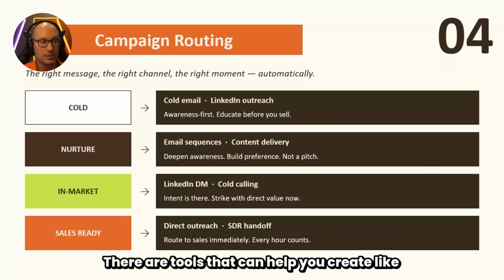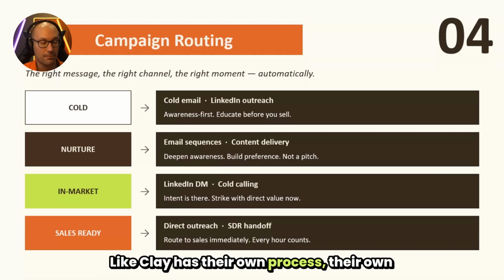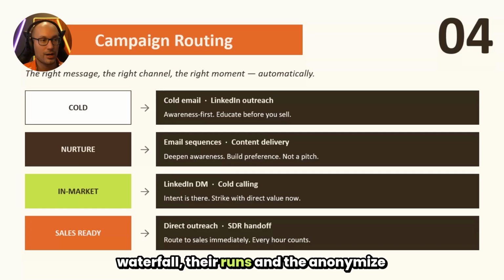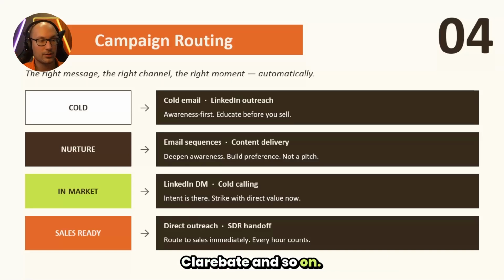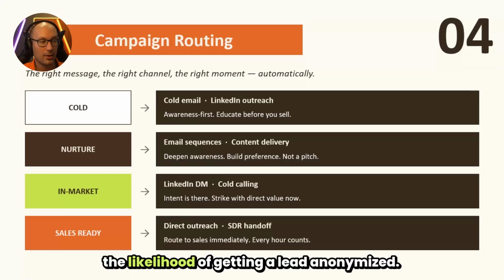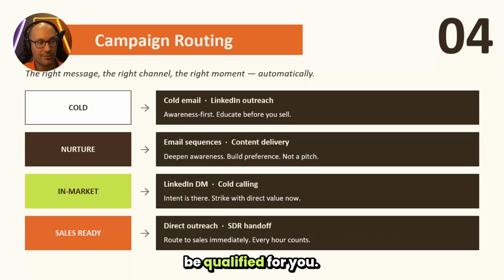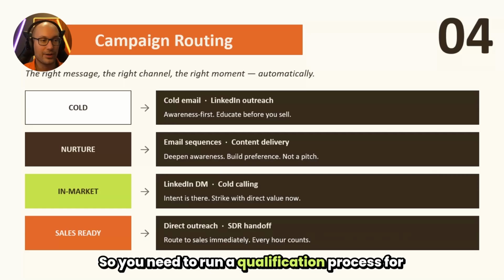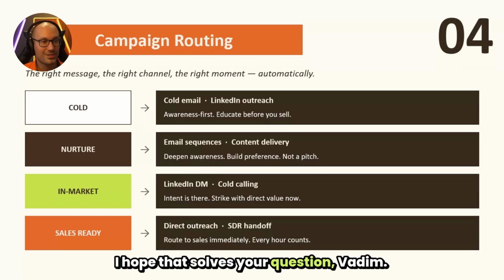There are tools that can help you create a waterfall of de-anonymization. Clay has their own waterfall that runs and de-anonymizes, running different providers like RB2B, Vector, Clearbit, and so on. And that increases the likelihood of getting a lead de-anonymized. But even in those cases, some leads might not be qualified for you, so you need to run a qualification process for those leads too. I hope that solves your question, Vadim.